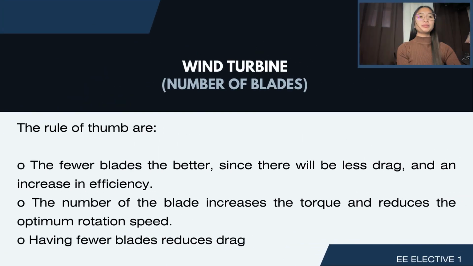Wind turbine number of blades. Meron tayong 3 rules. First is, the fewer blades the better since there will be less drag and an increase in efficiency. Second, the number of the blade increases the torque and reduces the optimum rotation speed. And lastly, having fewer blades reduces drags.